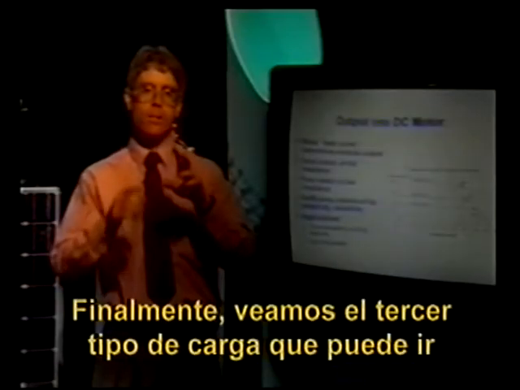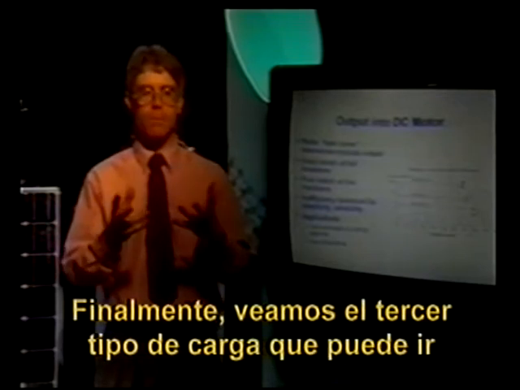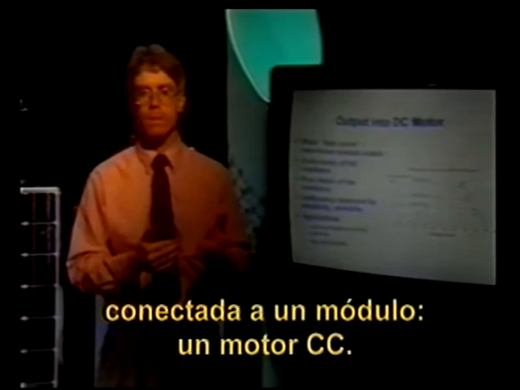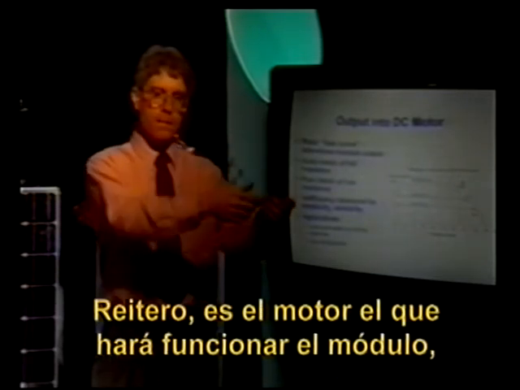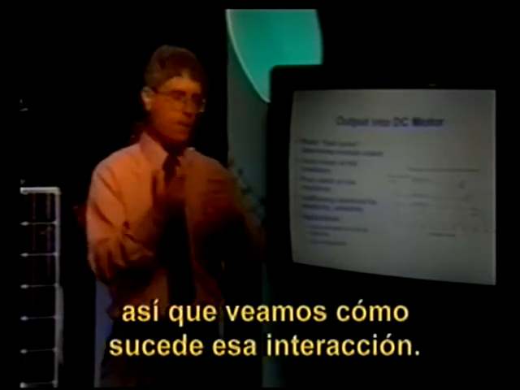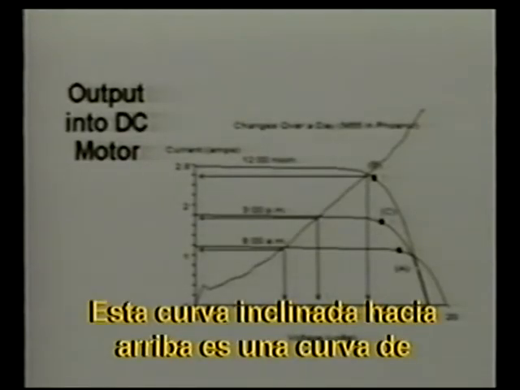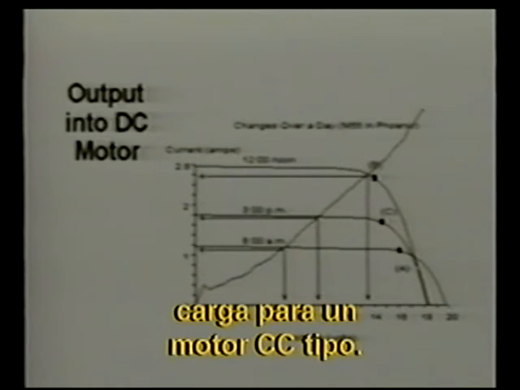And finally, let's take a look at the third class or third type of load that we might have connected to a module, and that would be a DC motor. Again, it's the motor that's going to operate the module. So let's look at how this interaction might happen. We can look at a load curve for a typical DC motor. We've drawn one here. That's the upward slanting curve.